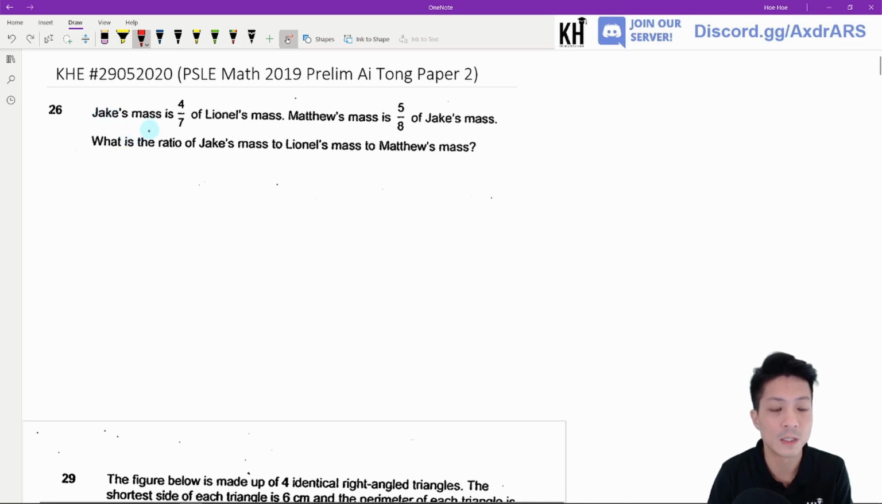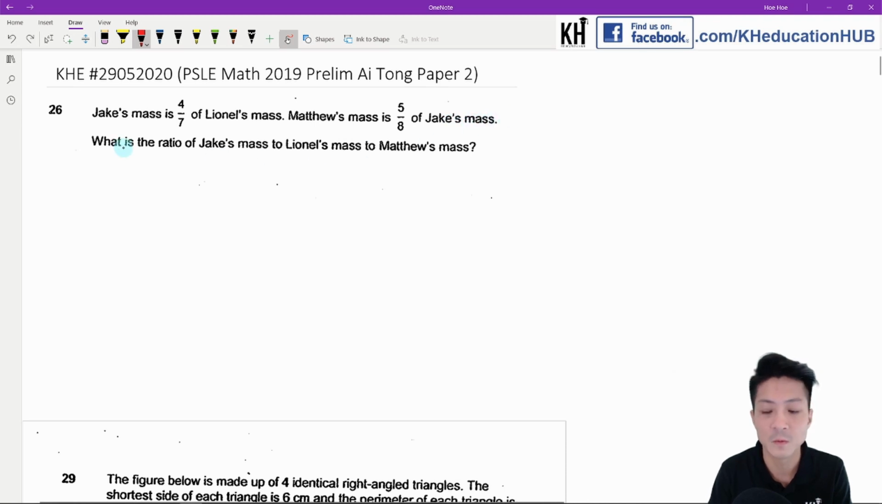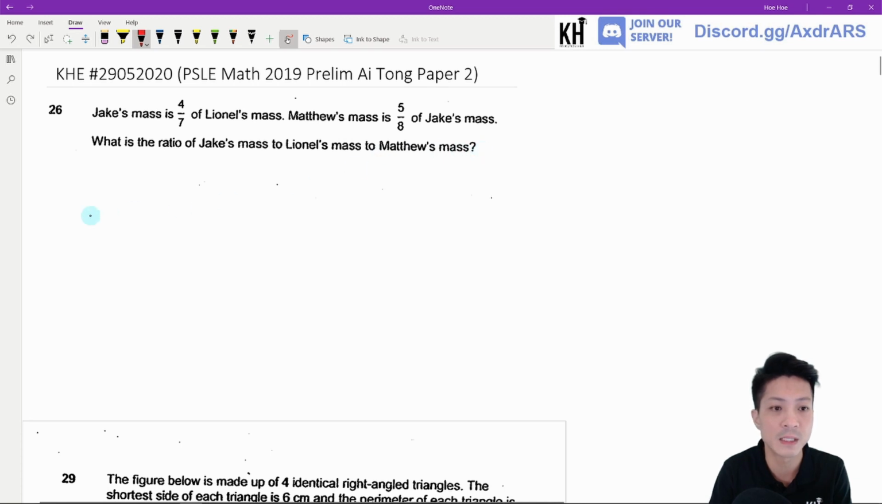Okay, this first question is a paper 1 question. Question 26. Jake's mass is 4/7 of Lionel's mass. Matthew's mass is 5 out of 8 of Jake's mass. What is the ratio of Jake's mass to Lionel's mass to Matthew's mass?